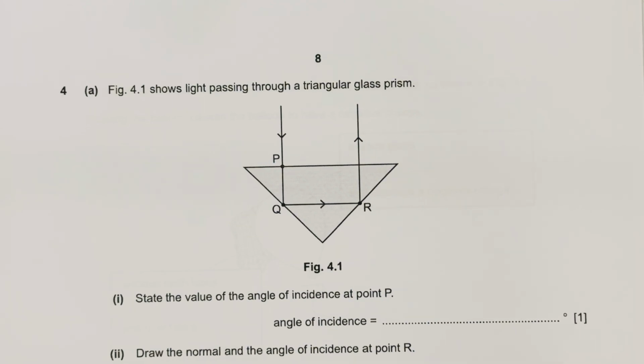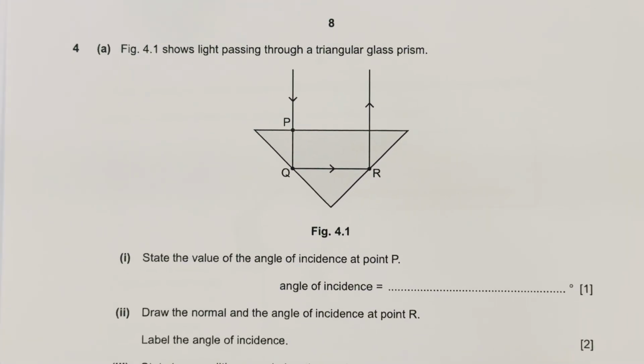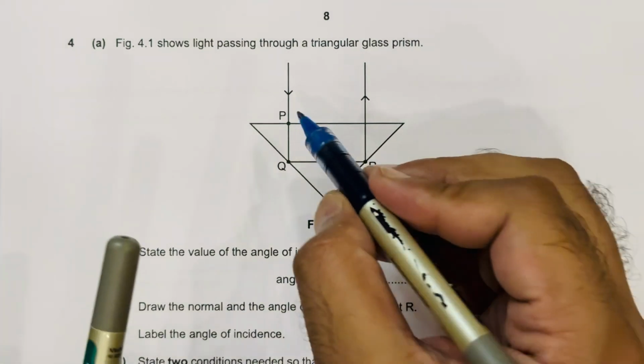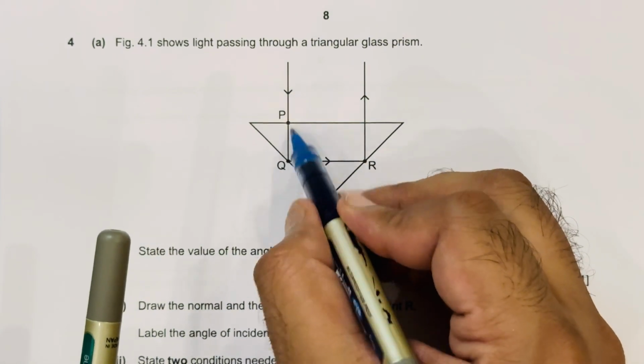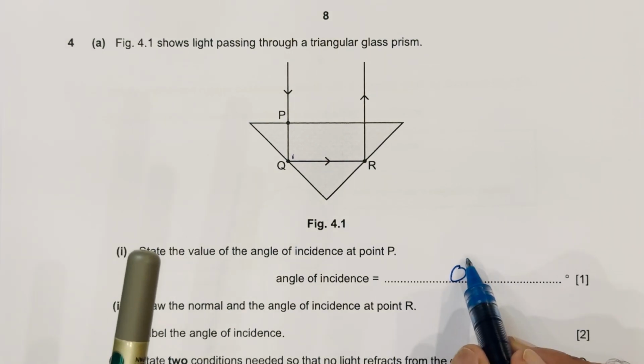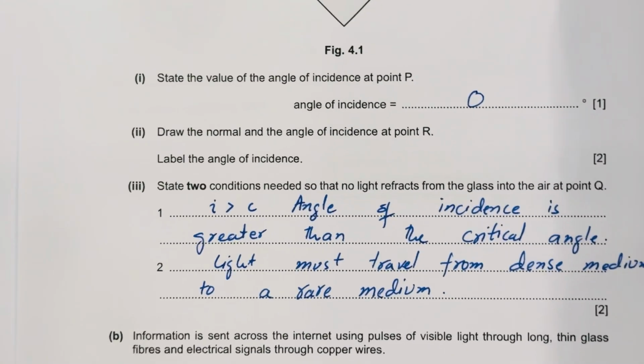Question number 4 is from the topic of light, and figure 4.1 shows light passing through a triangular glass prism. State the value of angle of incidence at point P. So at point P, because the light is moving straight, the angle of incidence would be 0 degrees. You don't need to write the degree sign, but if you write it, it would not be considered wrong.